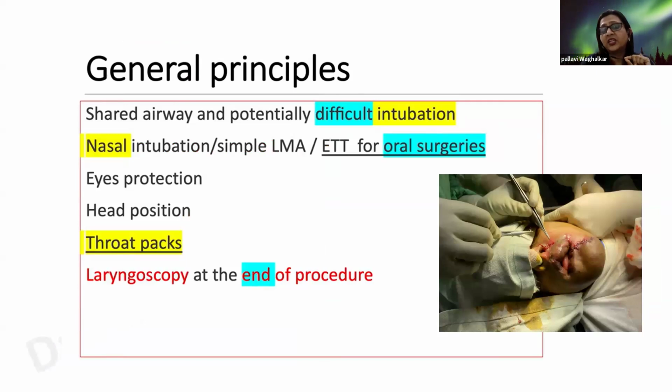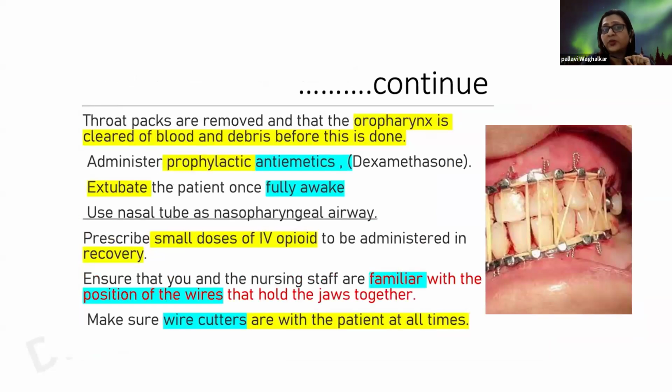General principles in definitive surgery: these are shared airways. Mostly the patients will require nasal intubation, and eye protection. The patient can be given a head position of 10 to 20 degrees head up. It will decrease the edema and decrease the bleeding. Throat packs, we have to be careful. We might have to do laryngoscopy at the end of the procedure to rule out any bleeding or edema, so the throat packs have to be removed. The oropharynx has to be cleared at the time of extubation.